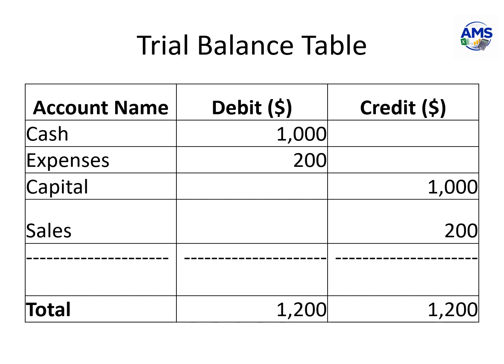So the trial balance table, you can see we have the account name column, we have the debit column, and we have the credit column. So this has been placed properly so that the debit will be at one side, the credit will also be at a different column. We can see that the cash is under the debit column as 1,000, expenses is under the debit column as 200, capital is under the credit column as 1,000, the sales is under the credit column as 200. So the total for both sides, debit and credit, equals 1,200. So totals are equal, balanced. So both sides are balanced.